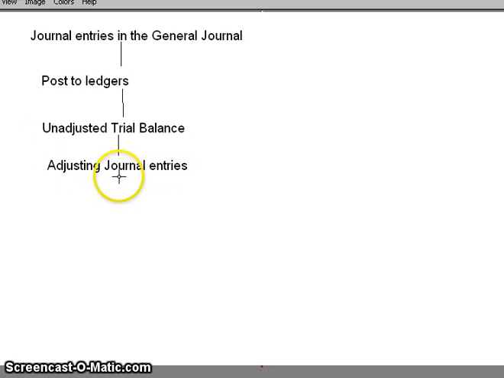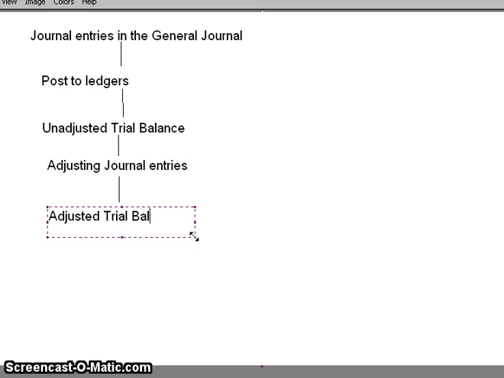And from there, after we prepare these journal entries, there is one more trial balance to do for now. There's even going to be a third trial balance at the end of Chapter 4. But for right now, we do adjusting journal entries. And after we do the adjusting journal entries, we have an adjusted trial balance. Okay, so you get the idea here.